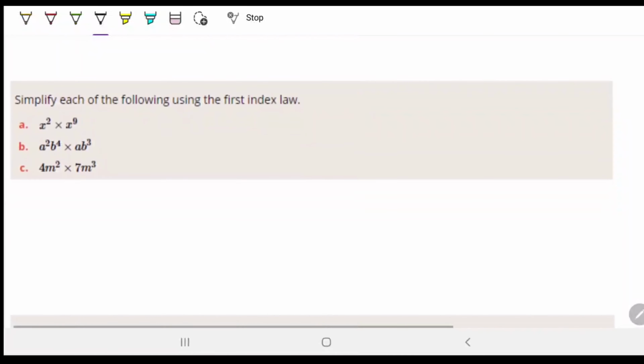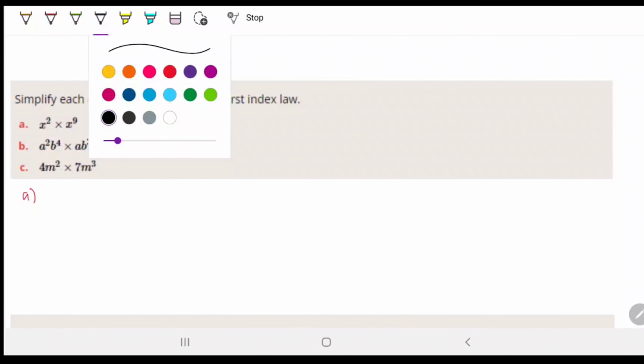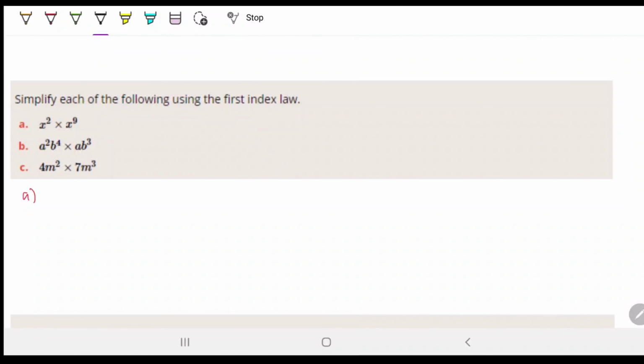The next part asks us to simplify each of the following using the first index law. So we know in A that it is going to be x to the power of 2 times x to the power of 9. So because they're the same base and we're multiplying, the first index law tells us that this becomes 2 plus 9. So this becomes x to the 11.